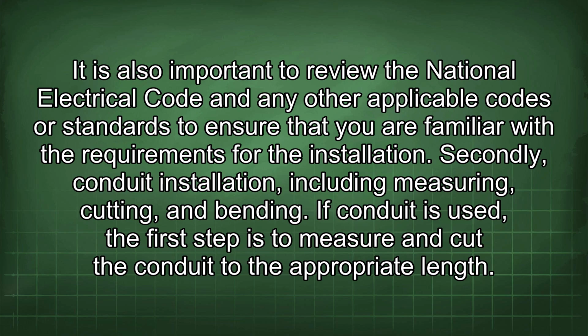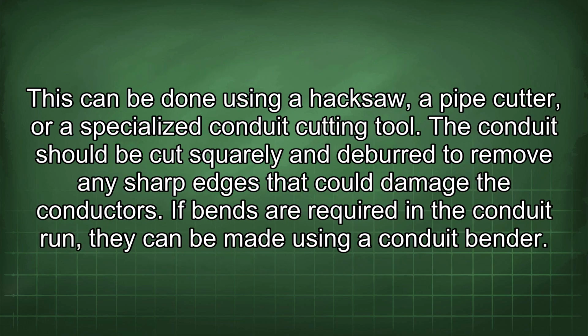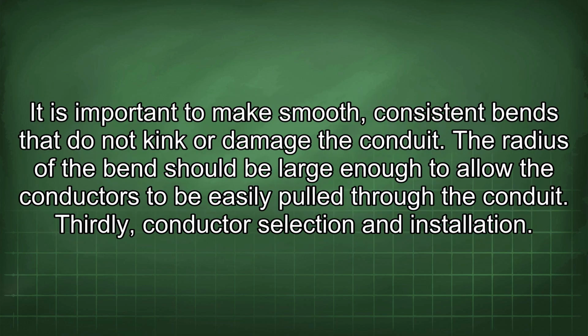Secondly, conduit installation, including measuring, cutting, and bending. If conduit is used, the first step is to measure and cut the conduit to the appropriate length. This can be done using a hacksaw, a pipe cutter, or a specialized conduit cutting tool. The conduit should be cut squarely and deburred to remove any sharp edges that could damage the conductors. If bends are required in the conduit run, they can be made using a conduit bender. It is important to make smooth, consistent bends that do not kink or damage the conduit. The radius of the bend should be large enough to allow the conductors to be easily pulled through the conduit.